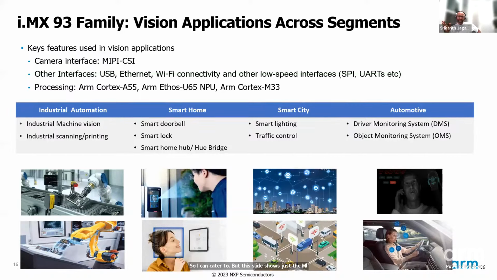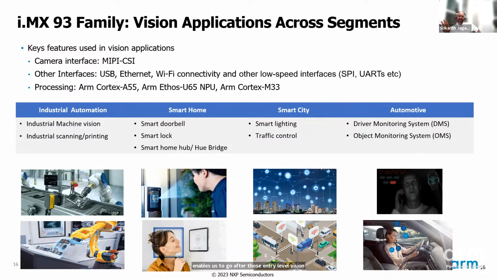Vision is very critical. What is needed for a vision application is a camera interface, say a MIPI CSI, which is typically preferred because it provides low noise and better performance compared to USB. But you can still use USB or Ethernet for vision applications, so we have all those interfaces. Apart from that, we have the processing capabilities in terms of the A55 and the M33, but in particular, the Arm Ethos-U65 enables us to go after those entry-level vision applications that need machine learning acceleration.